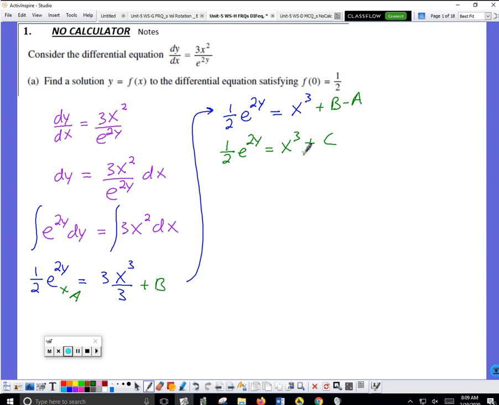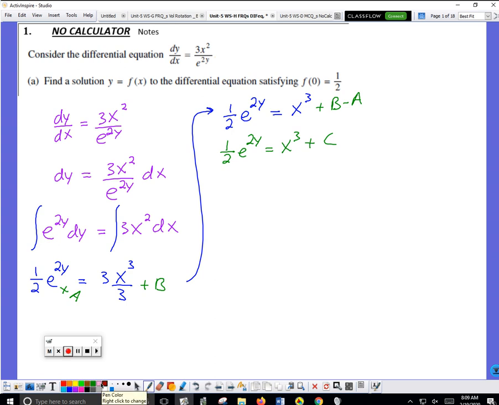Think of it this way. This might help. Maybe this constant was 12 and this one was 5. Well, you would have just put them together anyway. You wouldn't leave them separate. So we just say, let's just lump them together. Good? Okay, cool. Next step.